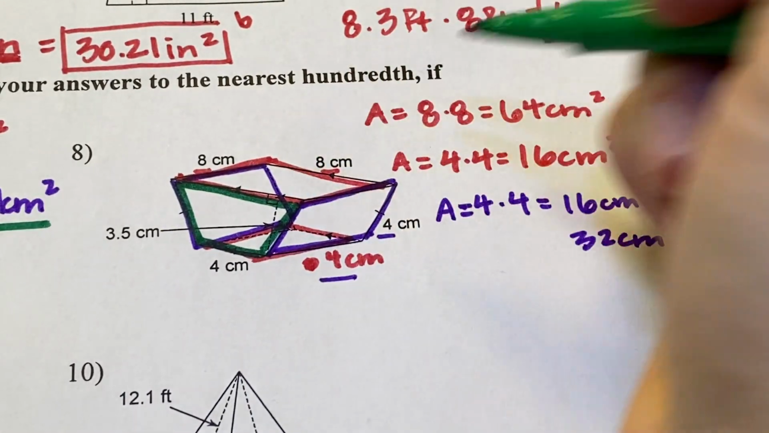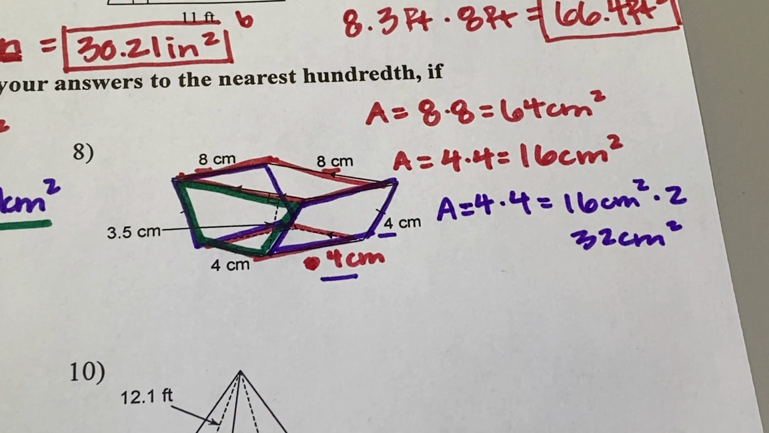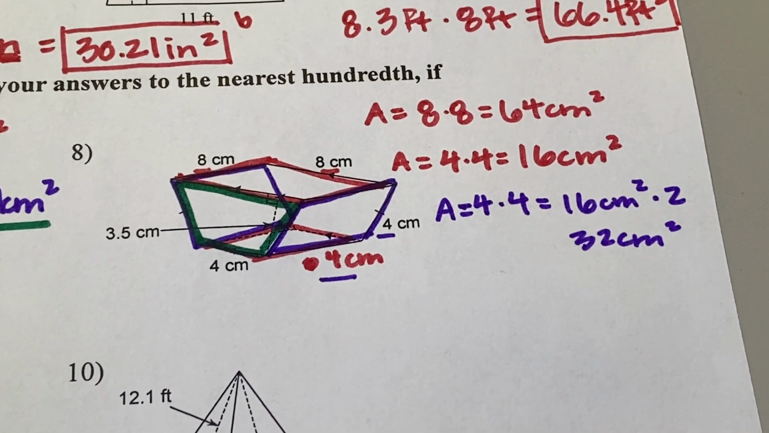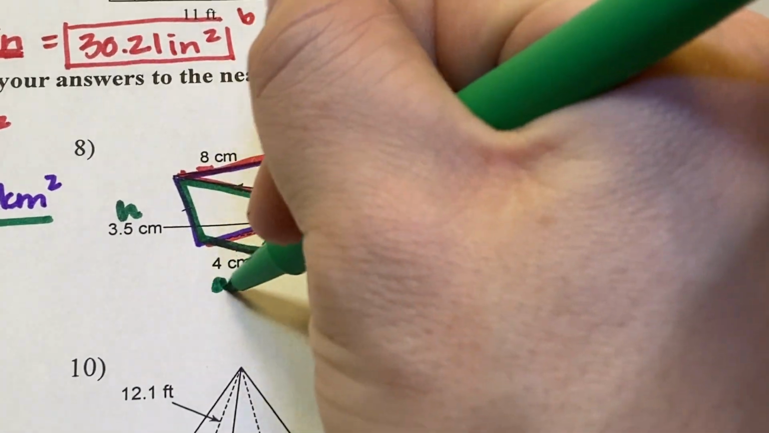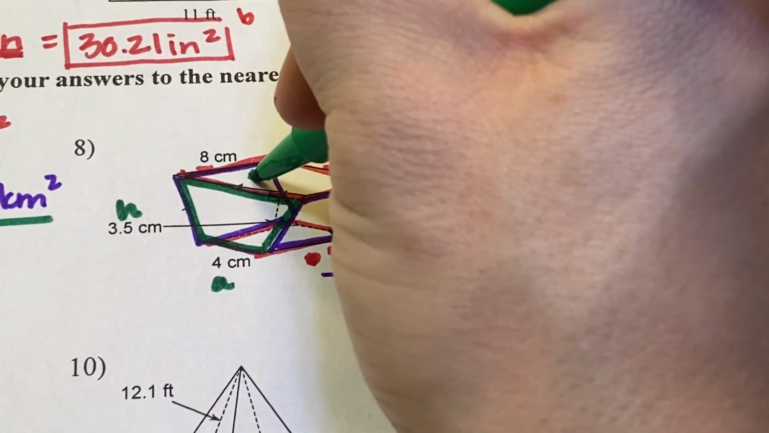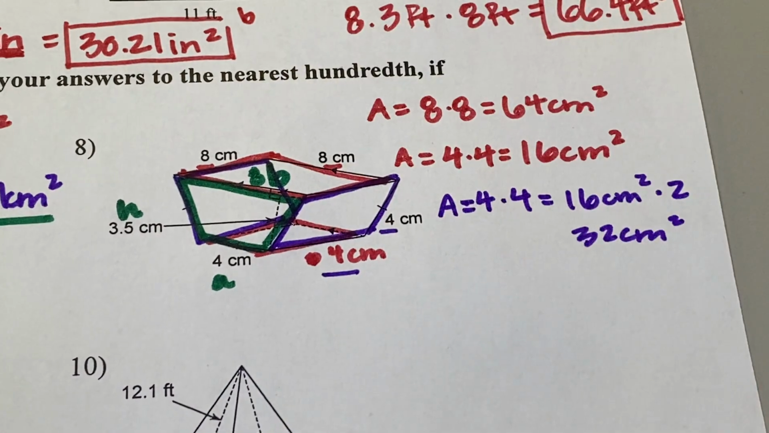It's not a rectangle anymore. What is it? Trapezoid. Yep, it's a trapezoid. Okay, so wait a second. Which one's my A, my B, and my height? 3.5 is going to be my height. Good job. 4 is A and 8 is B. Good job. And there's an 8 right here, so that's going to give me B.